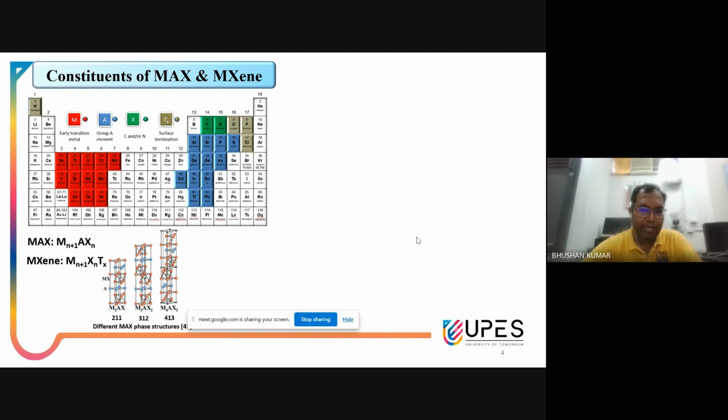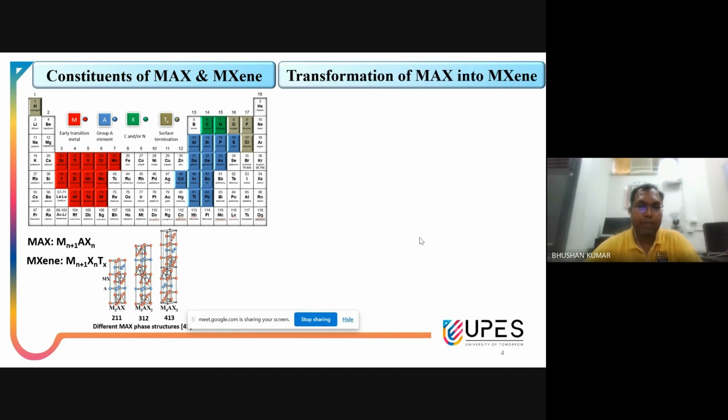So these are the different MAX phase structures, 211, 312, 413, and how we can transform MAX into MXenes. So this is the whole transformation process.